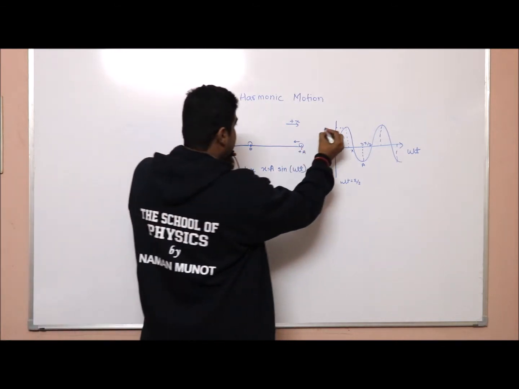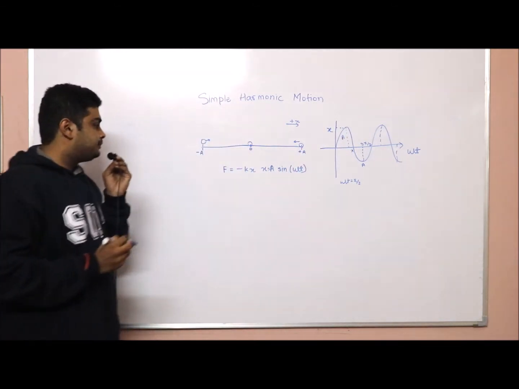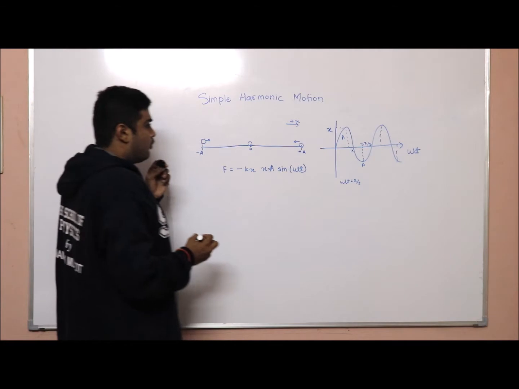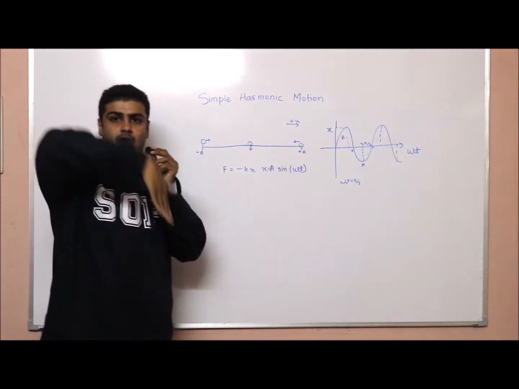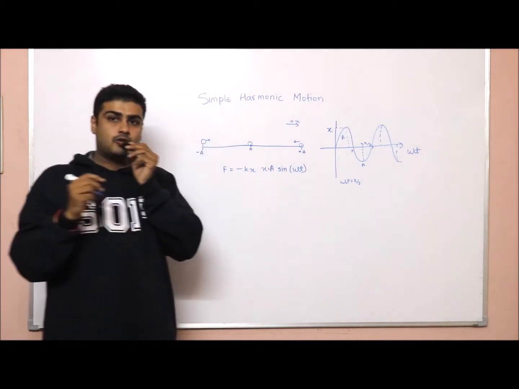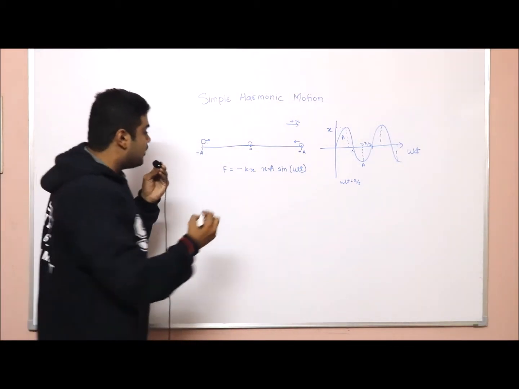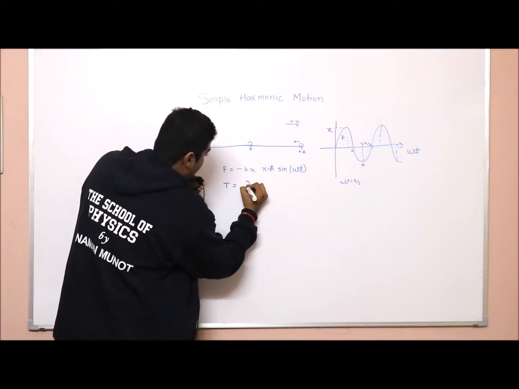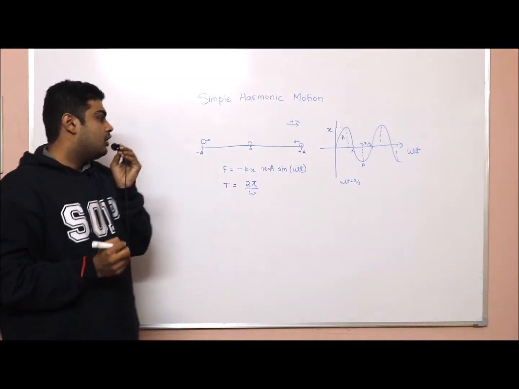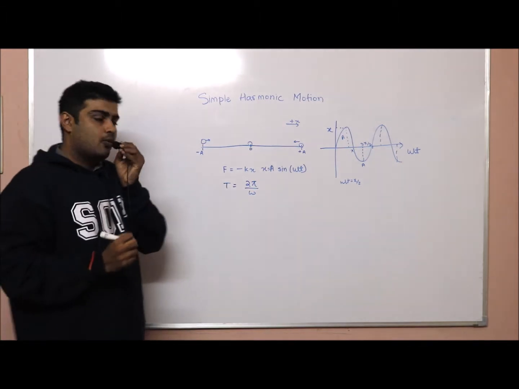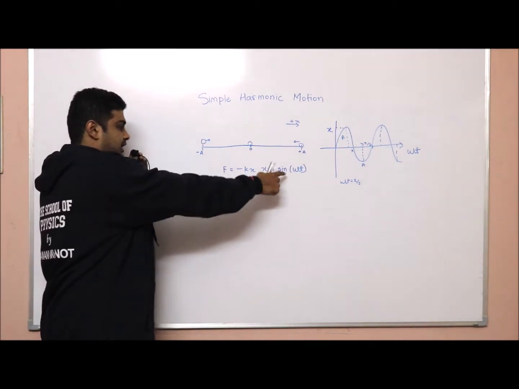This is the x, right? So what is the time period for one oscillation? This sine curve, as you know, is one oscillation. We write the time period as 2 pi by omega. Now what is this omega? Omega is the angular frequency, as we can see here.